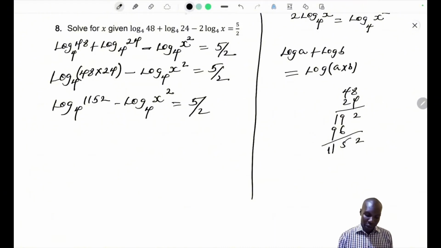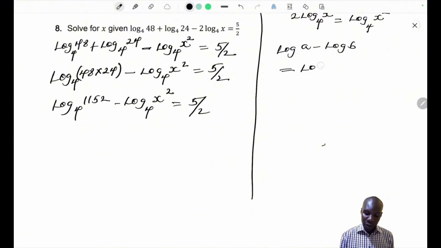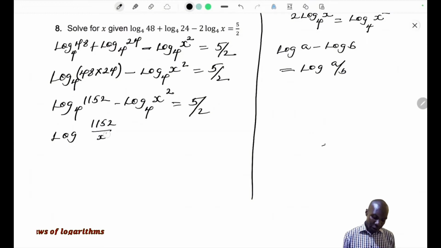Then we know that log of a minus log of b is the same as log of a over b. So log of 1152 to base 4 minus log of x squared to base 4 can be written as log of 1152 over x squared, everything to base 4, equals 5 over 2.